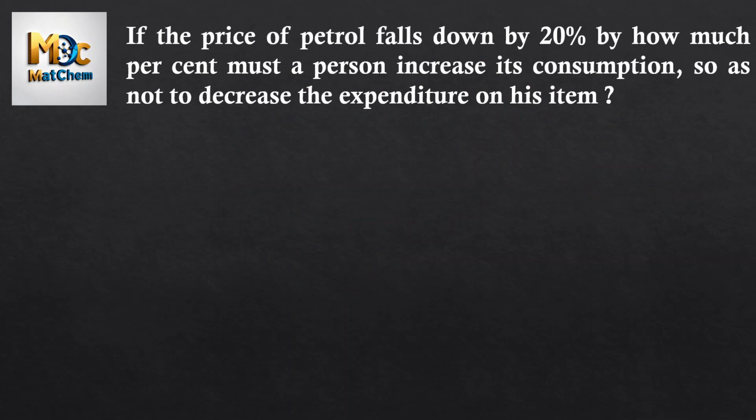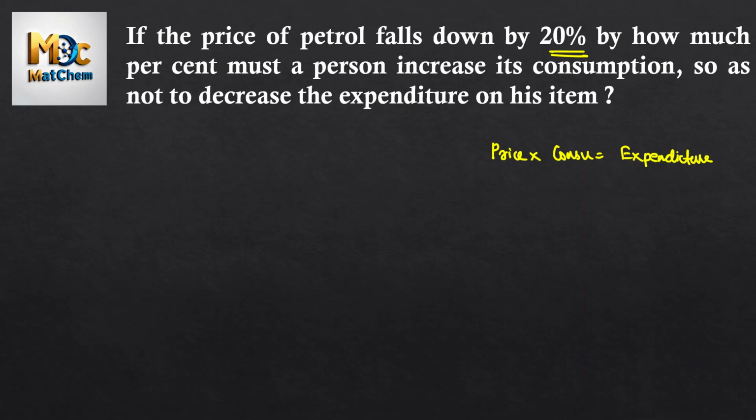Taking a question: if the price of petrol falls by 20%, by what percentage must a person increase his consumption so that there is no decrease in the expenditure on this item? What is expenditure? They're telling that the price of petrol is decreased, so how much does the person have to increase consumption in order to keep expenditure constant? Price into consumption is called expenditure.